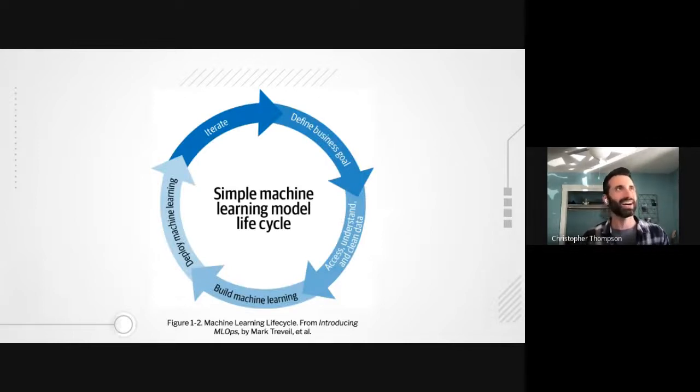So we have an MLOps process. The machine learning life cycle goes like this. You define a business goal. You always need a goal, something you're trying to solve. You access, understand, and clean the data.